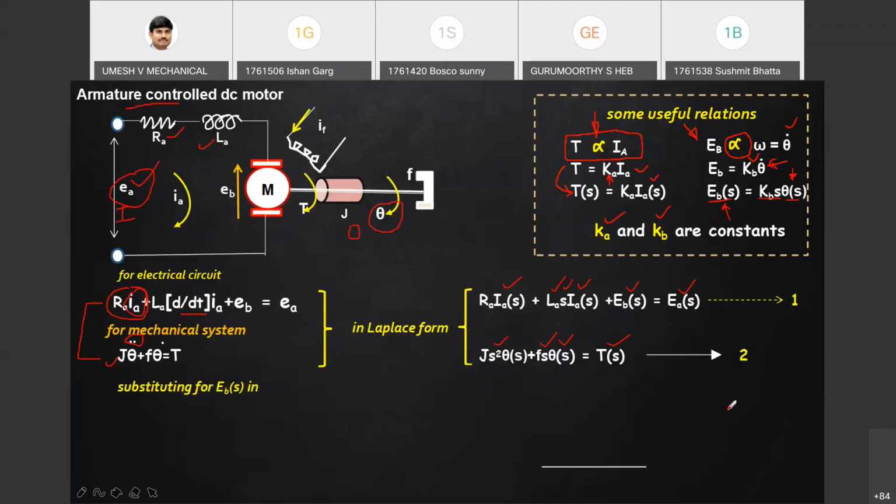Let us see. So let us substitute for Eb(s) in equation 1. In equation 1, Eb(s) can be substituted with the help of back EMF. This term will come. The rest of the terms will remain the same. That equation, you call it 3.